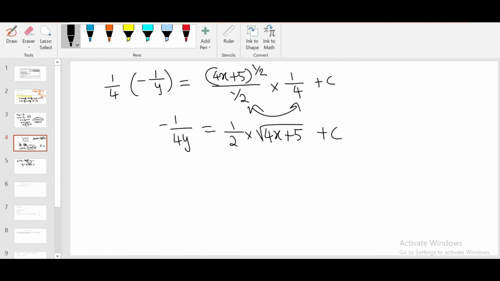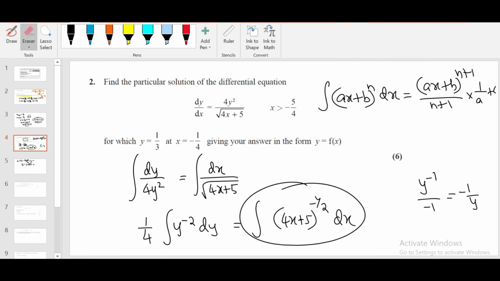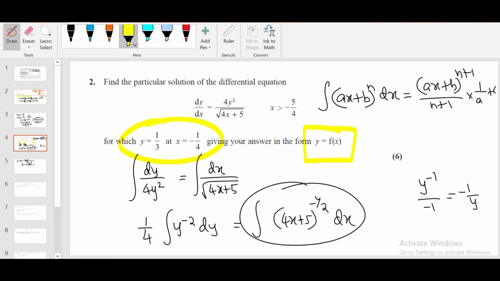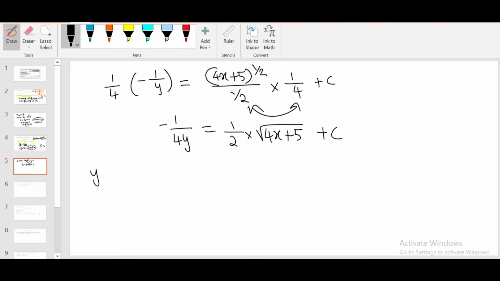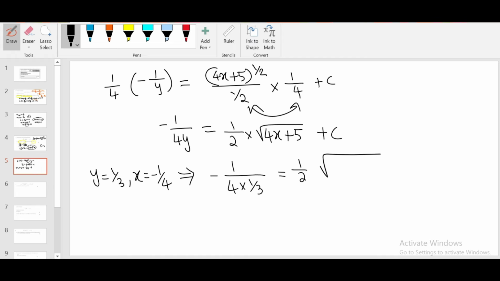Now let's go back to the question. They want the answer in this form. We need to make y the subject. Okay, before we do that, let's use the boundary conditions to find the value of c. Y is 1 over 3, x is minus 1 over 4. Sub in here, minus 1 over 4 times 1 over 3, y is 1 over 3, 1 over 2, replace x by negative 1 over 4.